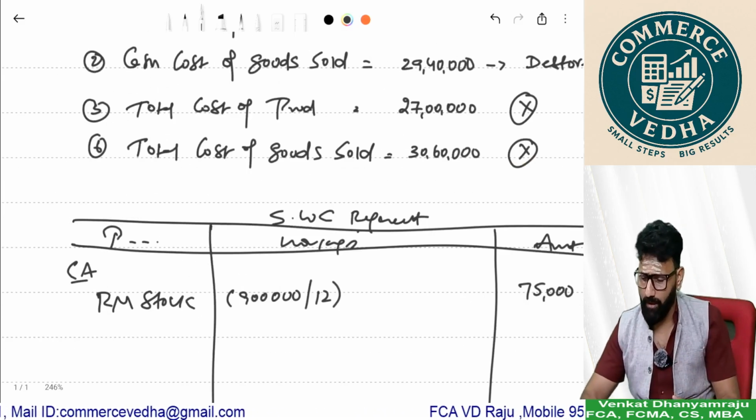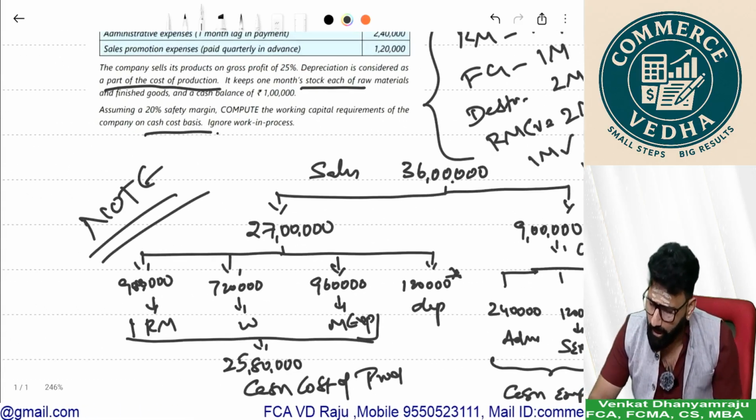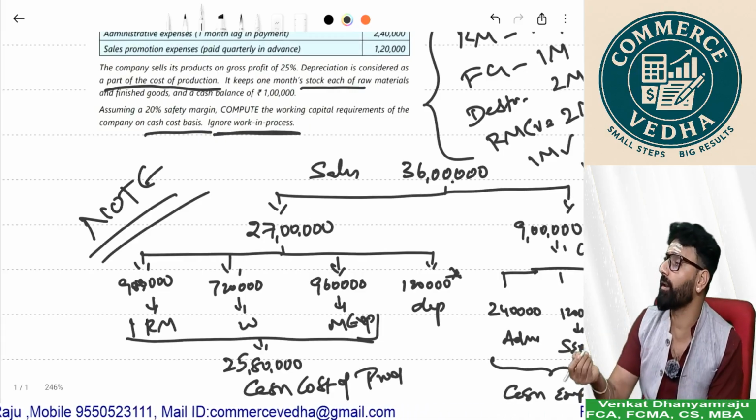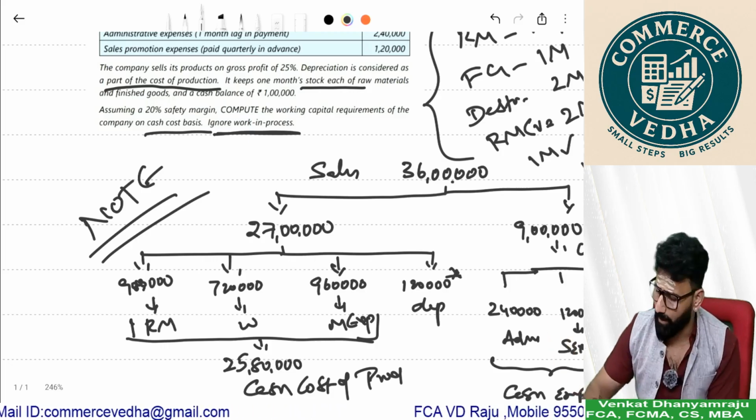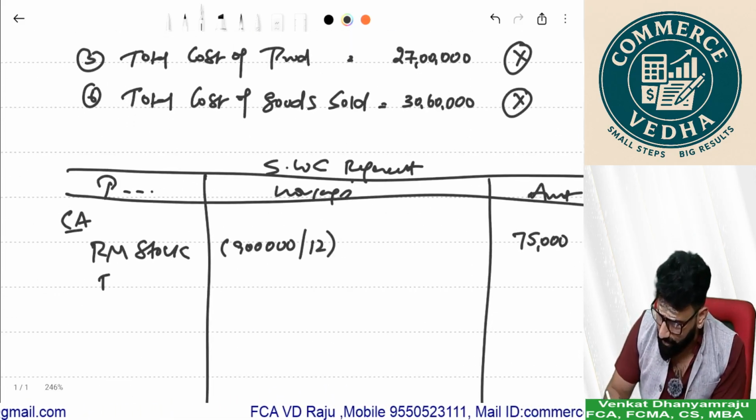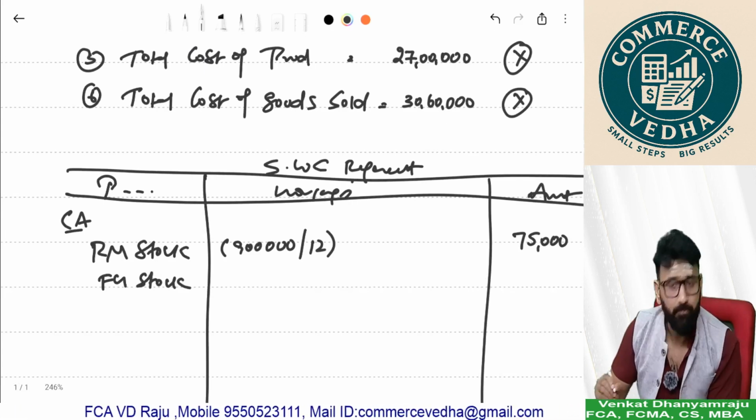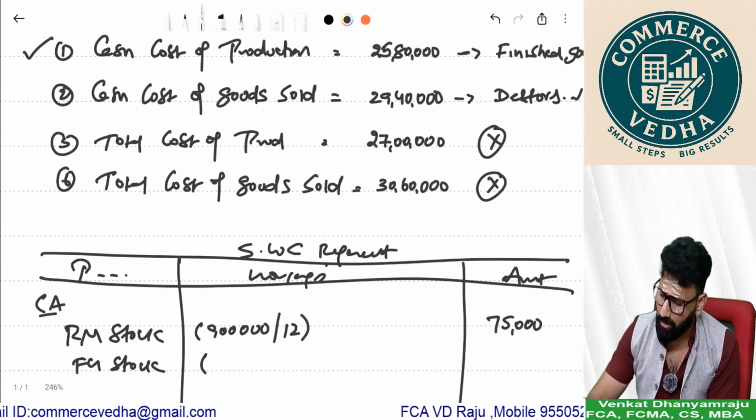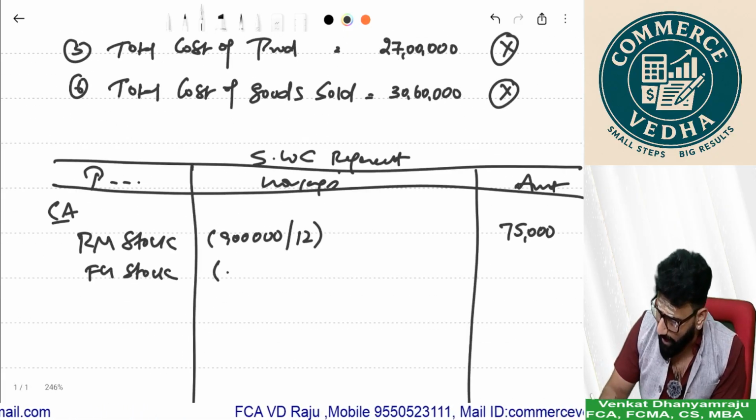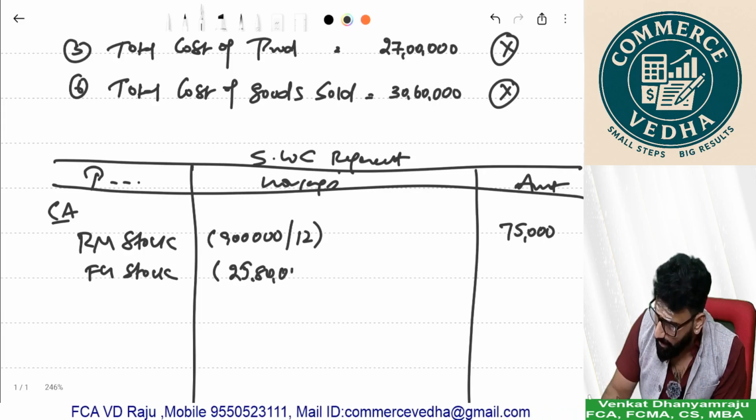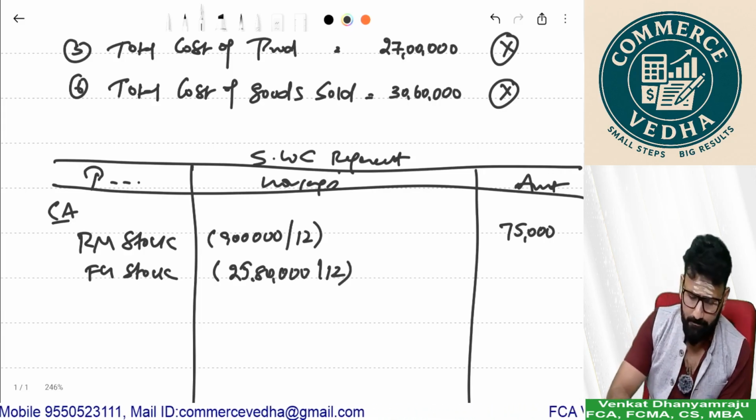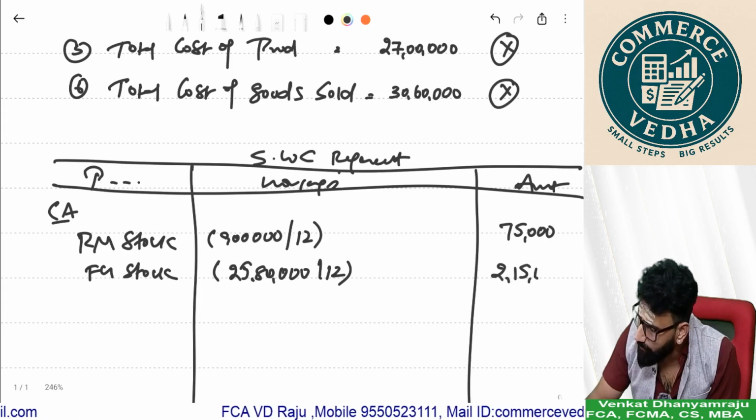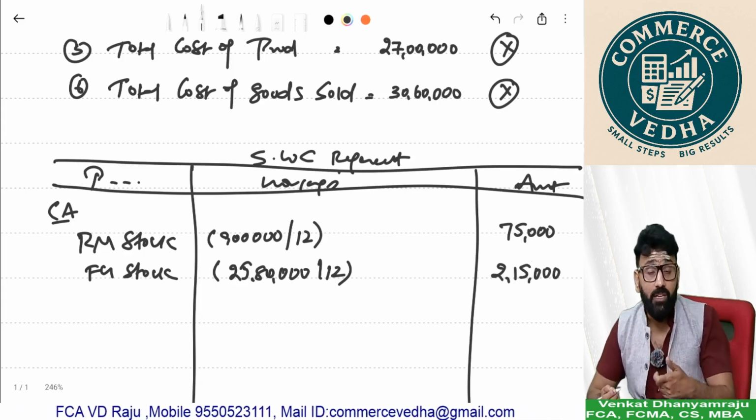No WIP. Why? Read the question carefully. It says ignore work in progress, which means there is no WIP. So I can directly go to finished goods stock, which is 1 month again. But I should take cash cost of production, which is 25 lakhs 80,000 by 12. 2 lakh 15,000 is my finished goods stock.